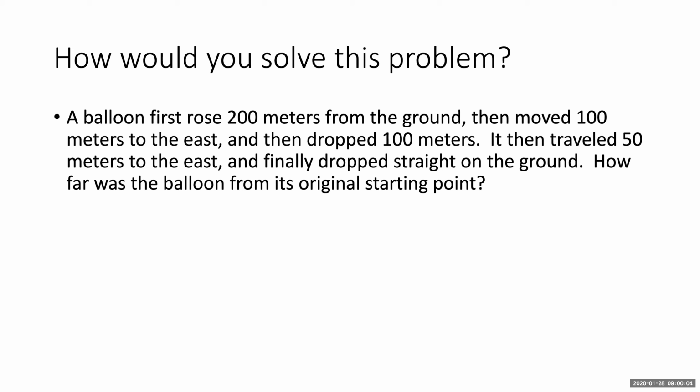So we're 100 meters off the ground. It then traveled 50 meters to the east. So now we've gone 150 meters to the right and finally dropped on the ground. How far was the balloon from its original starting point? Well, that whole up and down part doesn't matter. How far did they go to the east? They went 150 meters, right?